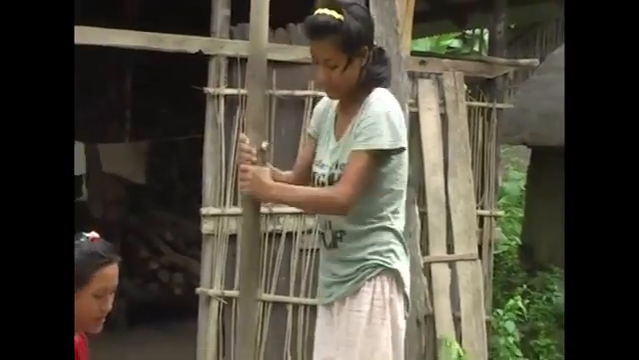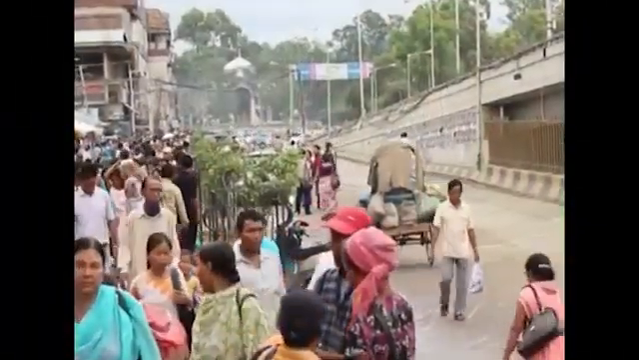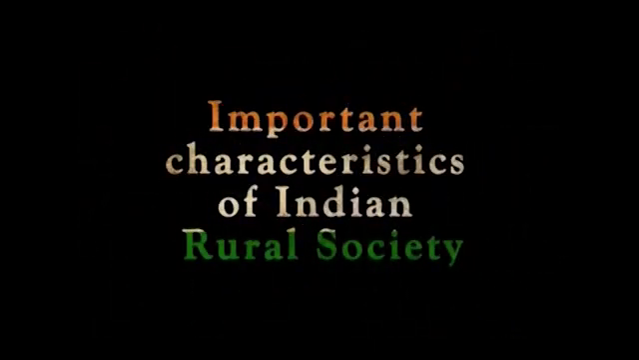In this chapter, we shall examine the characteristics of Indian rural society and observe the differences and relationship between rural and urban societies. Important characteristics of Indian rural society. Reddy has stated the following as the characteristics of Indian rural society.